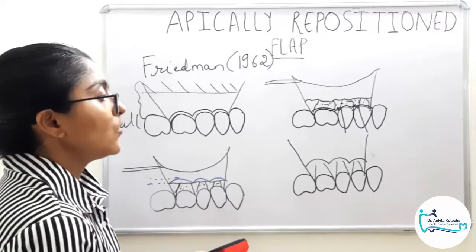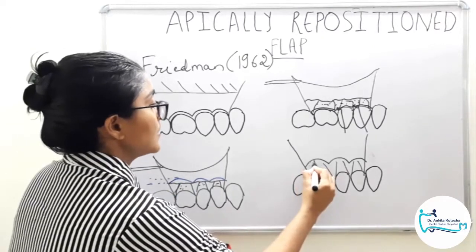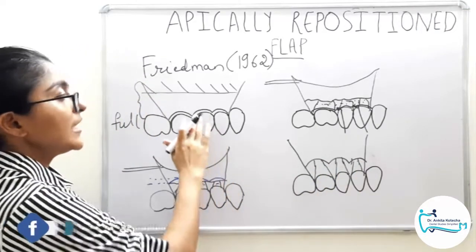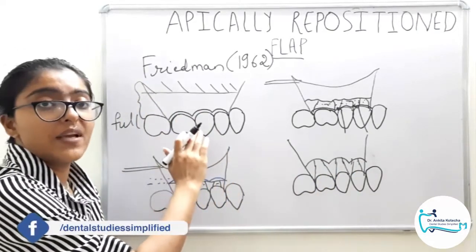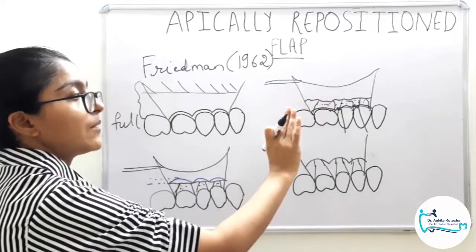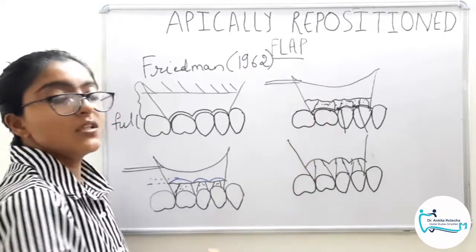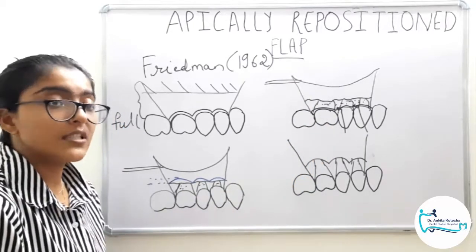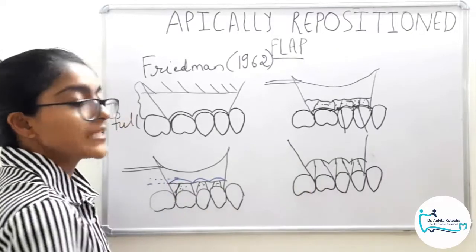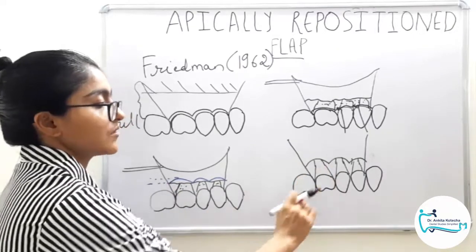Clear? And now comes the main step, that is repositioning of the flap. So quickly, the incisions, that is internal bevel incision followed by the vertical releasing incision, full thickness flap elevation and removal of the collar of the tissue from around the neck of the teeth, root surface debridement and bone contouring to achieve ideal anatomic contour and clean root surfaces.